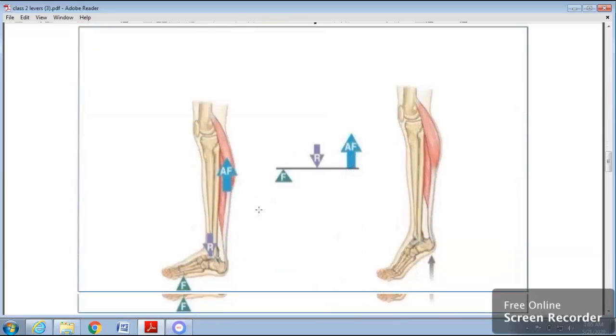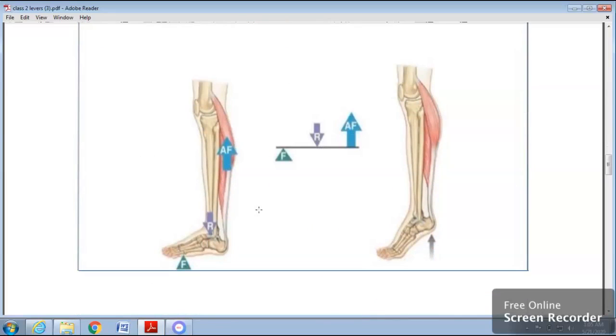We have an example in the human body for class 2 lever. That is raising the weight of the body on the toes. The fulcrum F is at the toes, you can see here at the one end, and the load L is in the middle, and effort E by the muscles is at the other end.